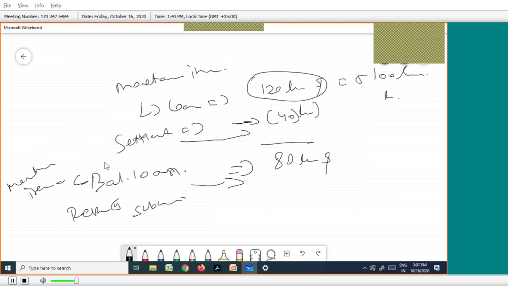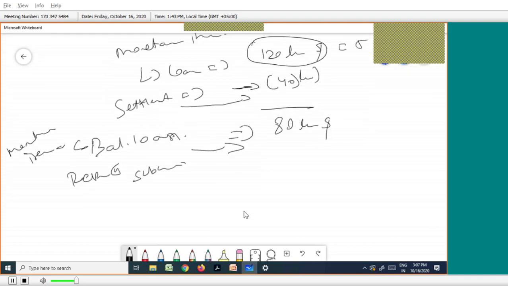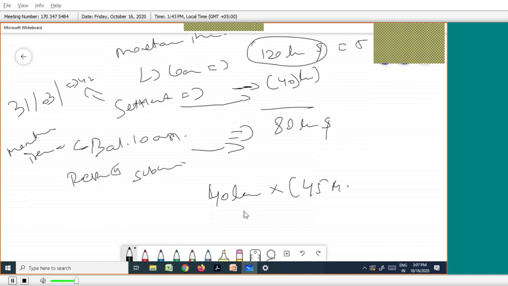Initially it is 120 lakhs. So what should I do? Initially the rate is 42.5. So 40 lakh dollars I am repaying, at what rate? 45 rupees. Just go through 31st March. What is the rate? This is a calendar year, not a financial year, so 31st December. What is the rate? 45 rupees.